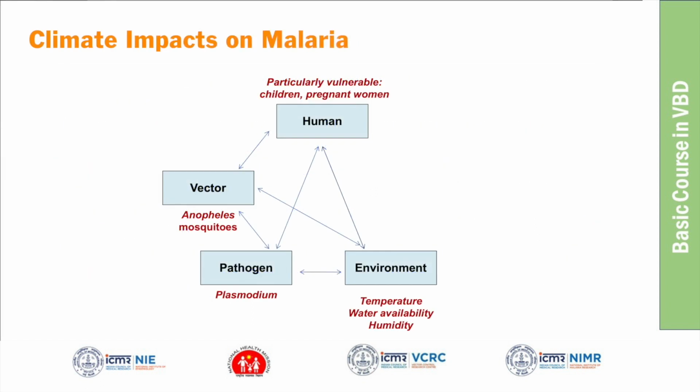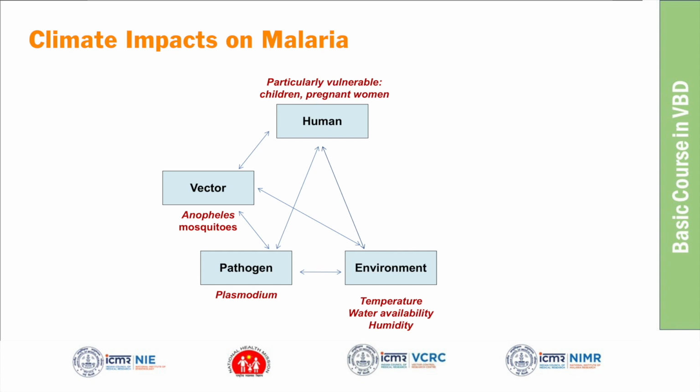Okay, so coming to the climatic impacts, as I said, you have human, vector, host, pathogen, environment. The vulnerable population are the children and the pregnant women, a very susceptible population, and the environment plays a major role through precipitation, temperature, humidity. Pathogen, as far as malaria is concerned, is Plasmodium, and the vector is there. So these are all interlinked for disease transmission, and any changes in them will play a role.